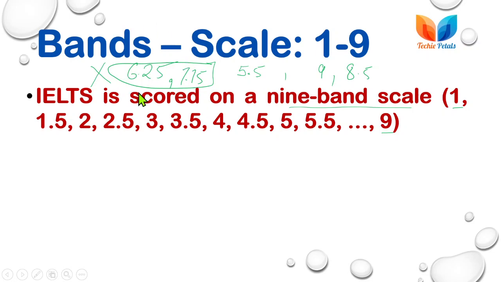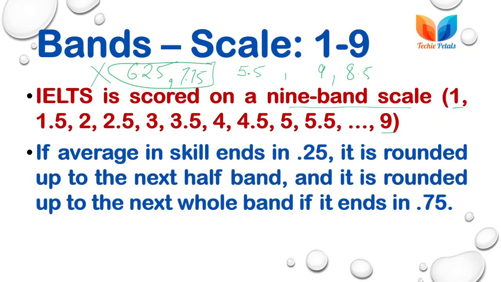So if your overall score, as the average of the scores of 4 components like reading, writing, speaking and listening, falls in these 2 categories of 0.25 or 0.75, then we have to perform the round off. The round off is performed like this. If the average ends in 0.25, then it is rounded up to the next half band.